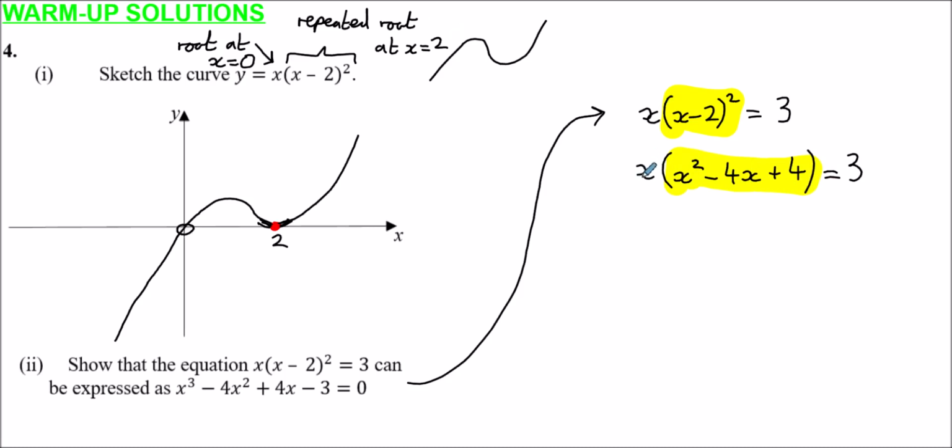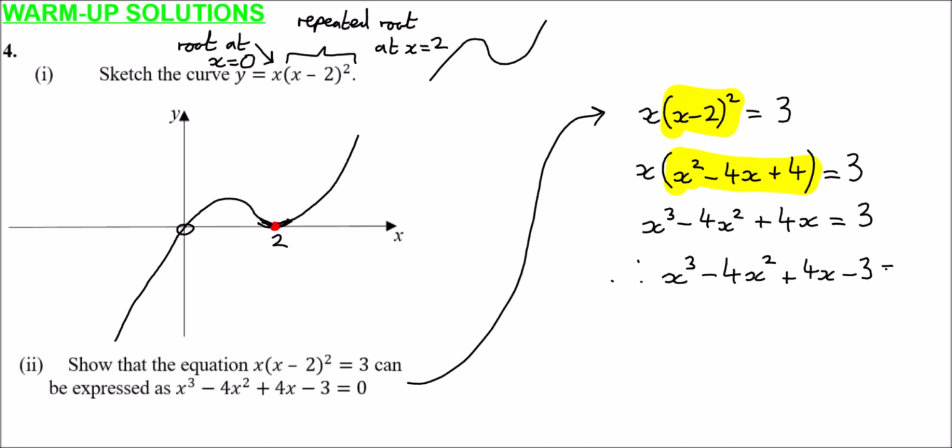If we now multiply this by the x on the outside, we get x cubed minus 4x squared plus 4x equals 3. And then finally, if we subtract 3 from both sides, we arrive at what we wanted to arrive at, and we get x cubed minus 4x squared plus 4x minus 3 equals 0, which is what we wanted to show all along. So that concludes the warm-up.